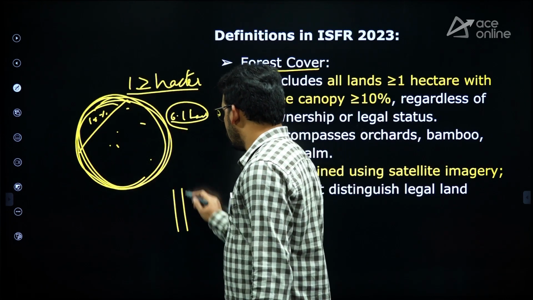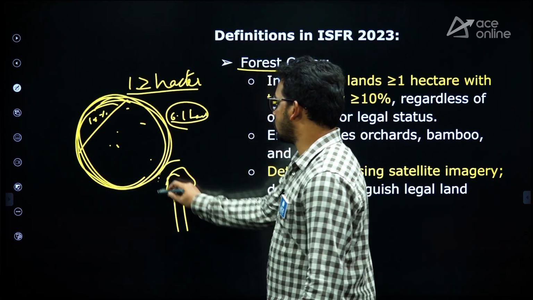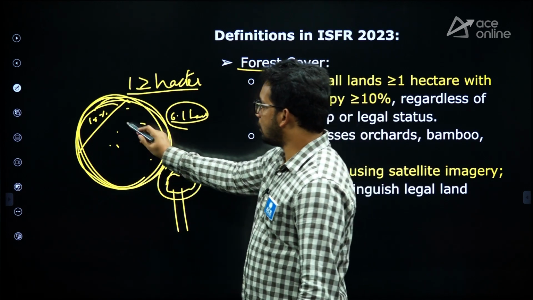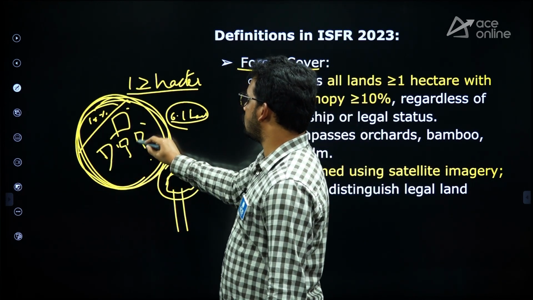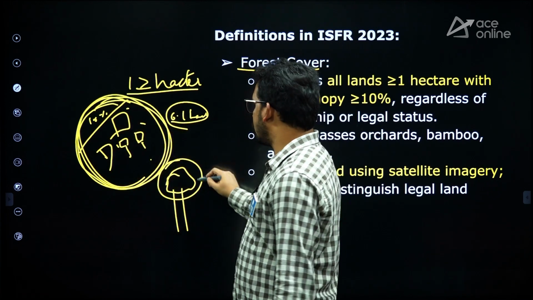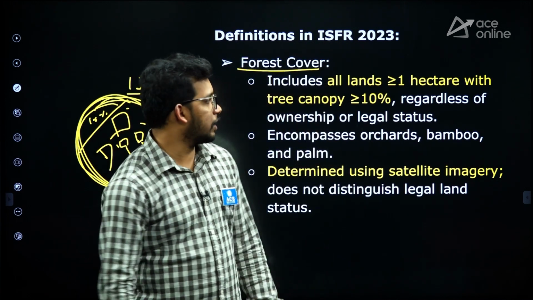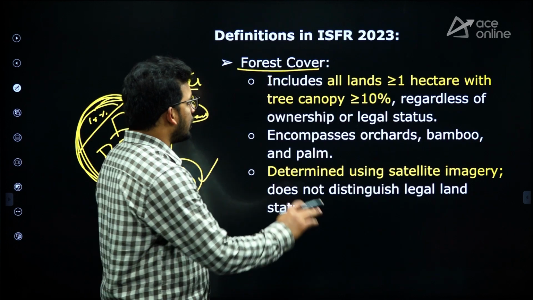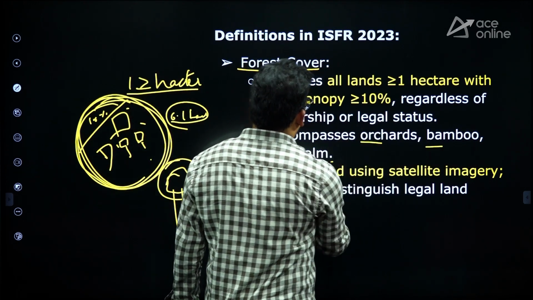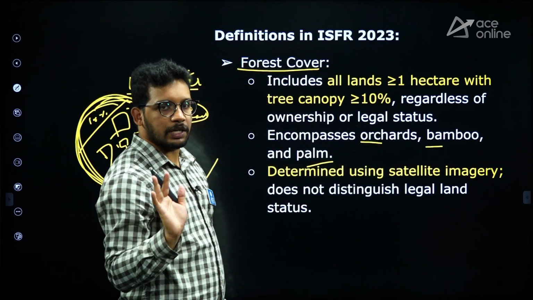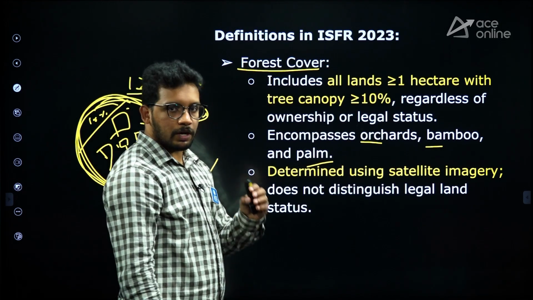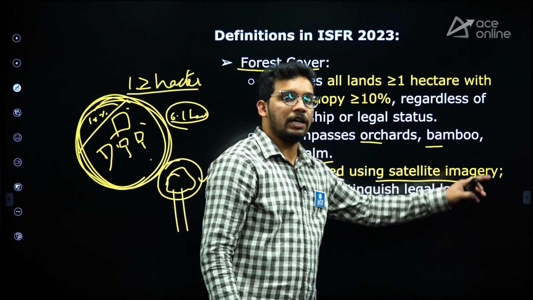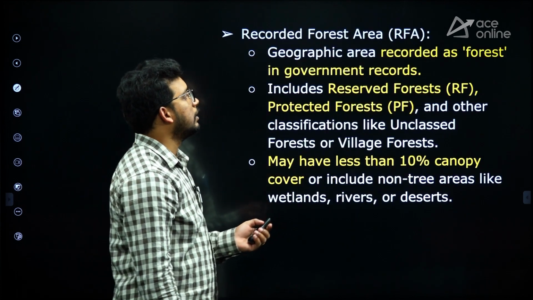Canopy means what? Canopy means this one. This is the canopy. So when you are calculating, there may be houses here, but if there is a canopy of at least 10% out of this 1 hectare, then it can be categorized as a forest, right? This is the definition. It can include orchards, bamboo, palm, anything, but at least 10% should be covered with the canopy, right? And the canopy calculation is done using satellite imagery.